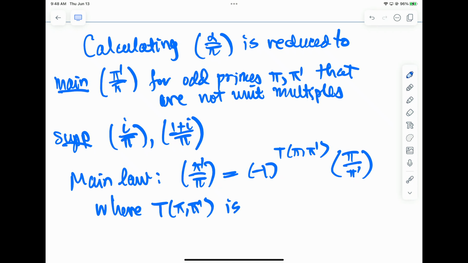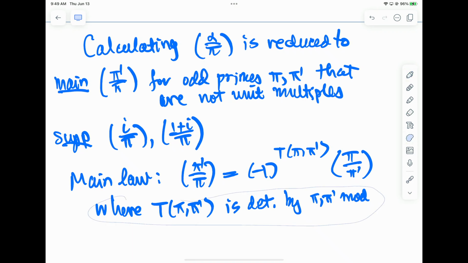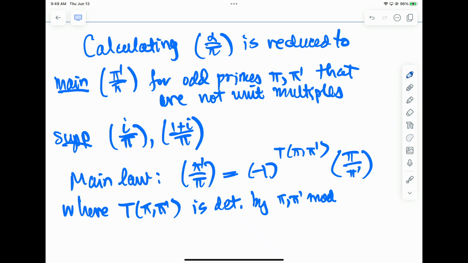So how is the sign in the quadratic reciprocity law, how does that depend on p and q? Meaning, what does it really depend on about p and q in the main law of quadratic reciprocity? What they are mod 4. So here, this exponent, maybe I should say the exponent mod 2, is determined by pi and pi prime mod, so 4 is 2 squared, this is mod 1 plus i to the 5th.